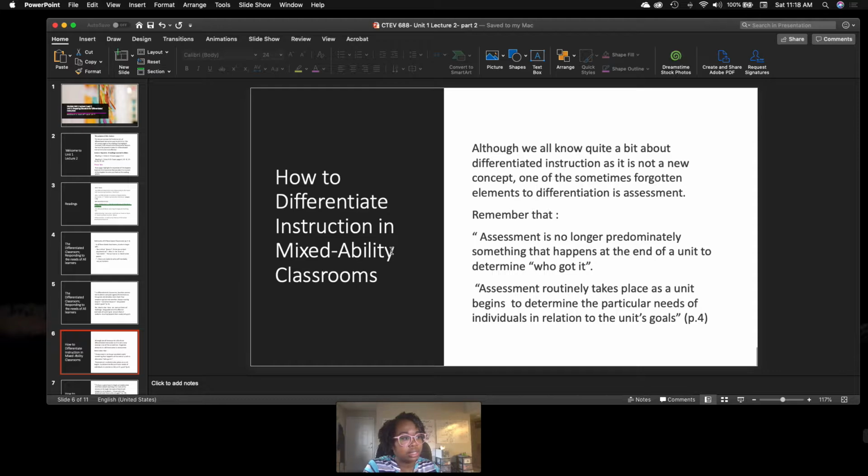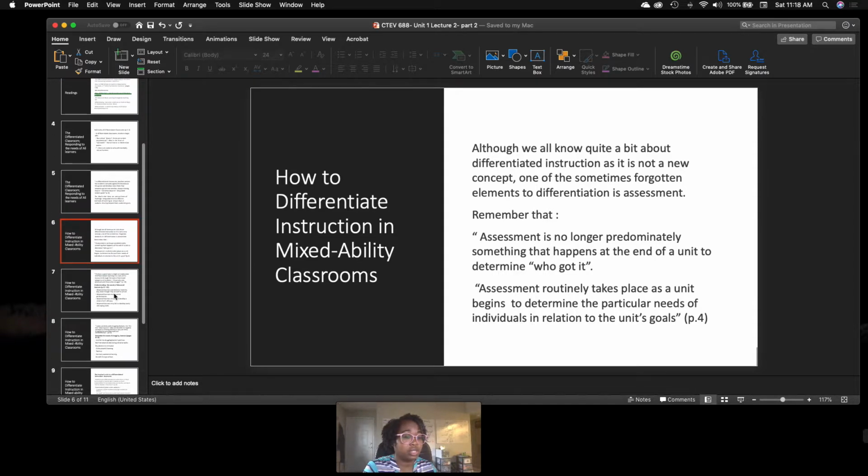She also goes on to say that although we all know quite a bit about differentiated instruction, we often forget about assessments and what role they play in our differentiated approaches. The one thing that you have to keep in mind is that it is your responsibility, if you apply differentiated instruction, I would say just best practices, to always have assessments routinely throughout what you're doing in regards to your classroom content to ensure that you are approaching the classroom in a way that students need and that is growing them. So assessment routinely takes place as a unit begins to determine the particular needs of individuals in relation to the unit goals, and then it continues.